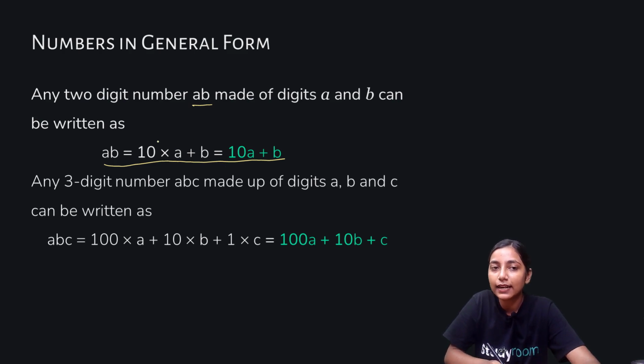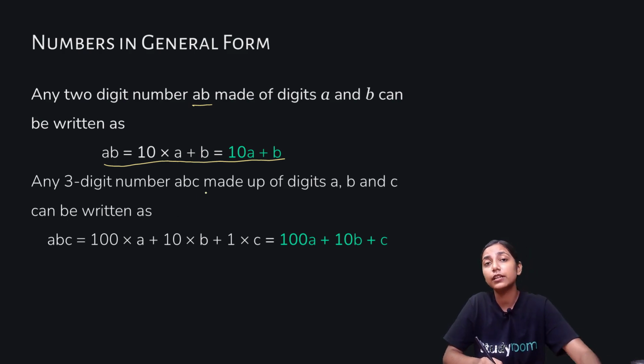Here, 10 is used because A is at the tens place, while B is at the units place, therefore B is multiplied with 1. Or similarly, you can write it as just B. Therefore, 10A plus B.